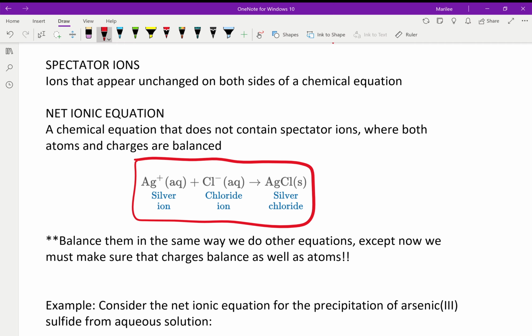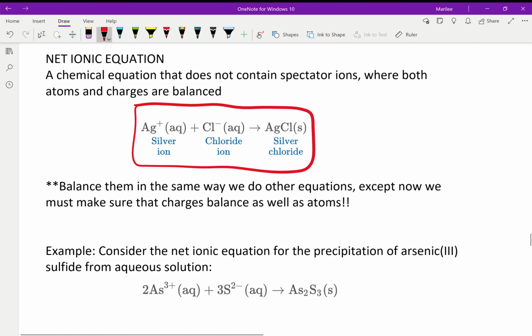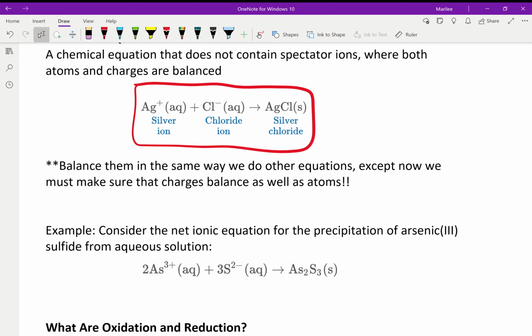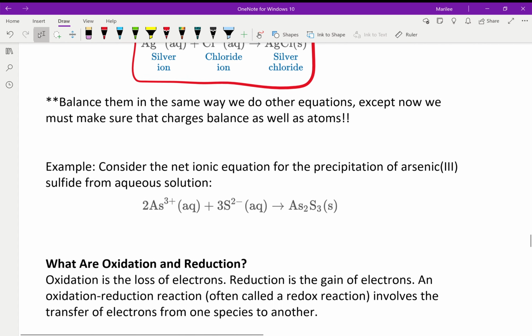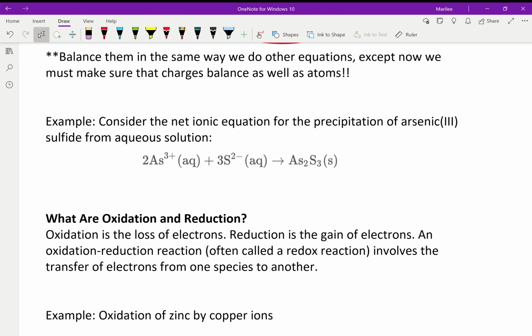We have to make sure that our equation is balanced. For this example, it is. We balance them the same way we do other equations, right? I just went over an example where it's like trial and error. We have to figure out how the left side has to equal the right side, and we have to make sure that the charges balance as well. So I think it's best if I do this example for you to understand that.